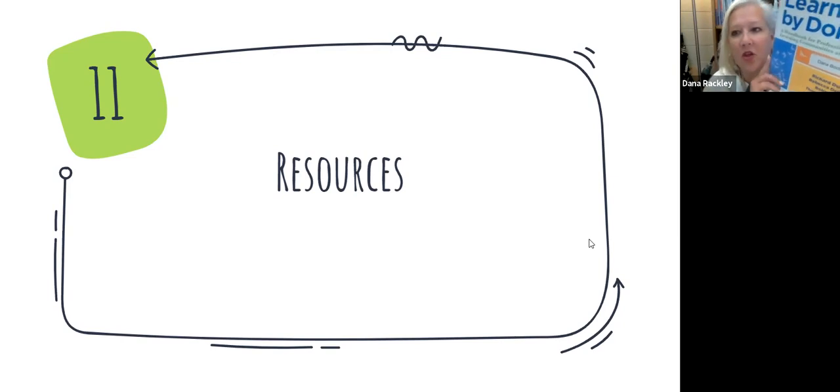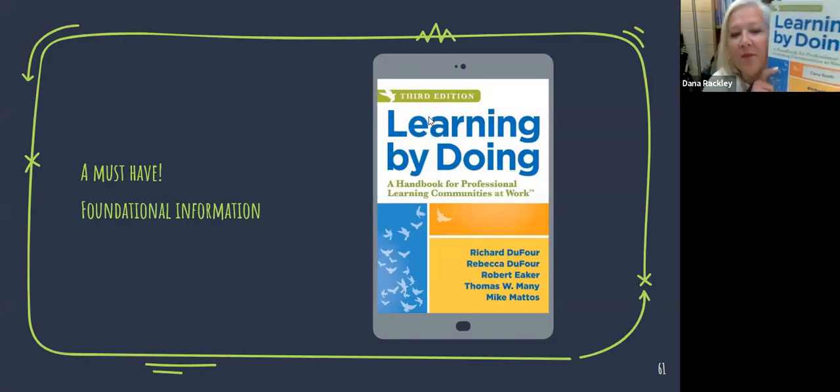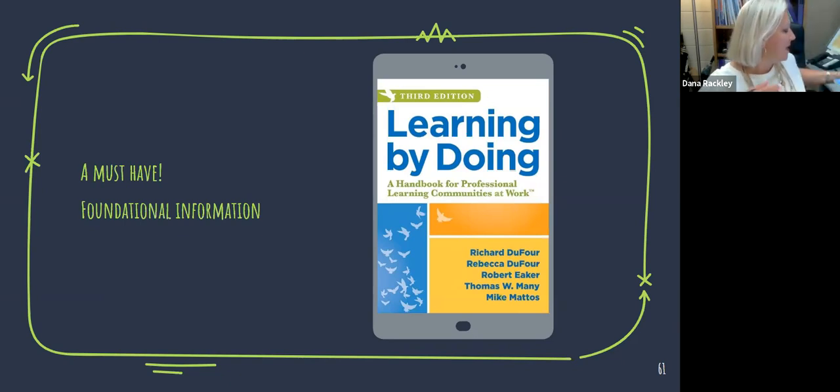Can y'all go to that next screen? Yeah, there we go. Because there's the title of the book and the authors. If you do not already have this, or if you are brand new to the PLC process, this is the first book you need to buy. This is the foundation. This is the back to basics book. So if you do not already have this, make sure you get that.